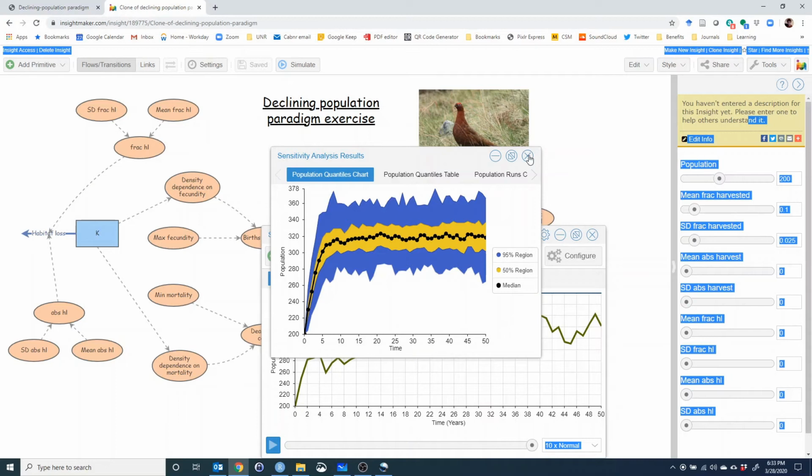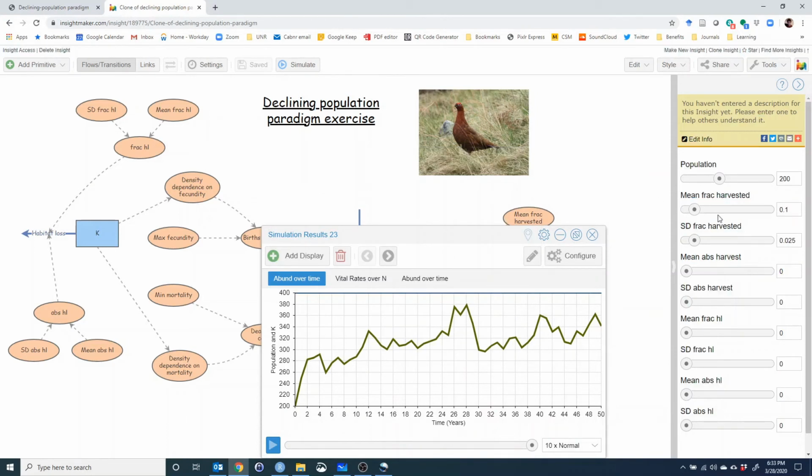One question for you is, we've talked about stochasticity a lot recently, and we've just added a stochastic component to our harvest model. So we have the fraction of the population being harvested as a stochastic component. Now, is this demographic stochasticity or is it environmental stochasticity? Take a minute to think about that.